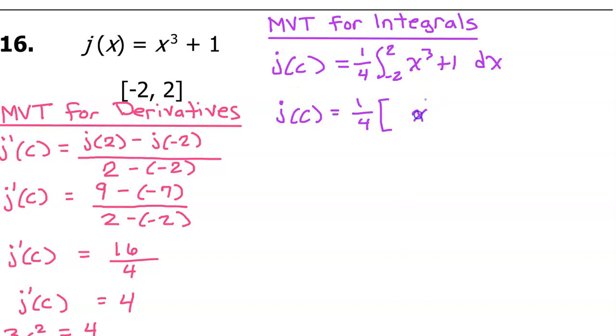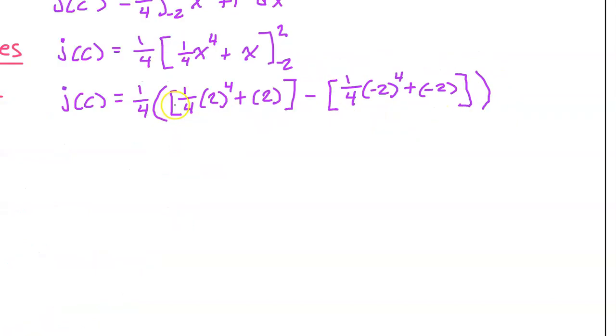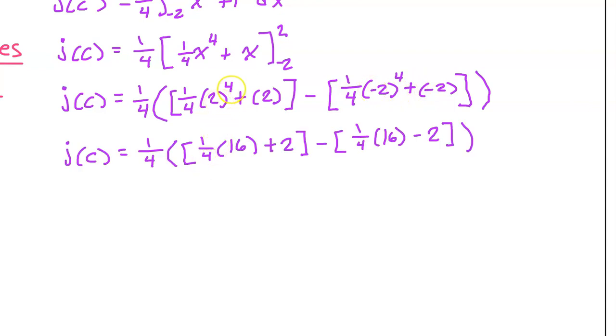Integrating term by term, we increase the exponent by 1, so that's x to the fourth power. Then we divide by the new exponent, so we have 1/4 right here. And then the integral of 1 will simply become x. We need to evaluate from negative 2 to positive 2. So we need to find the value at 2 minus the value at negative 2. 2 to the fourth power is 16, and negative 2 to the fourth power is also 16. So we have this.